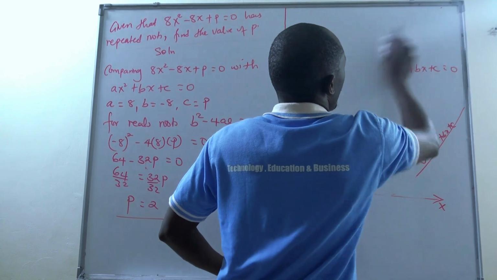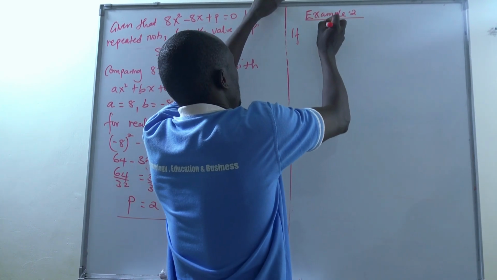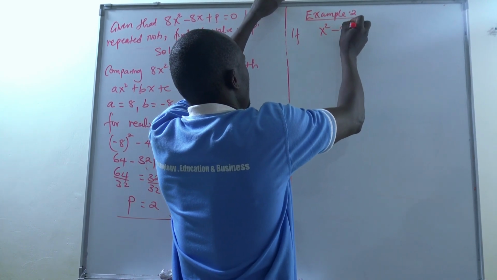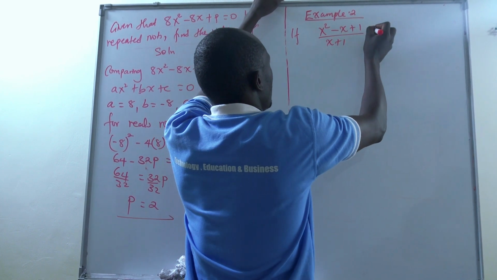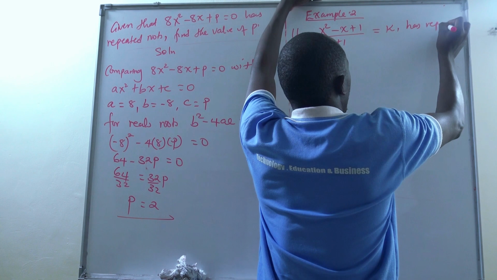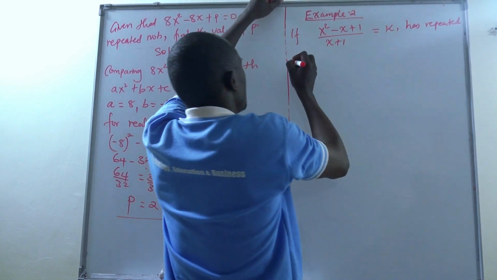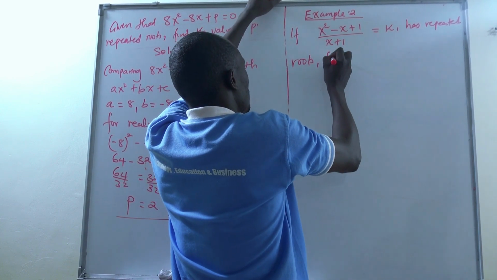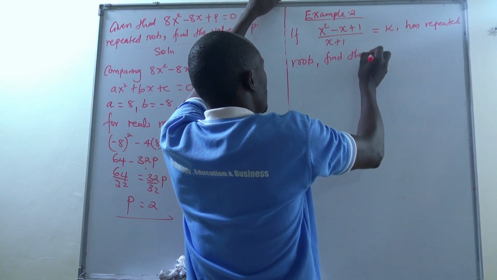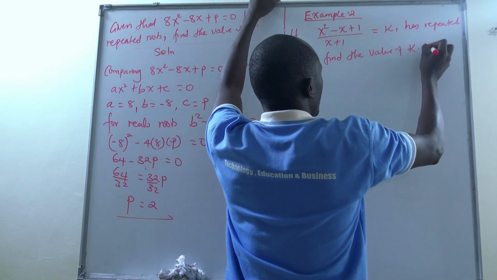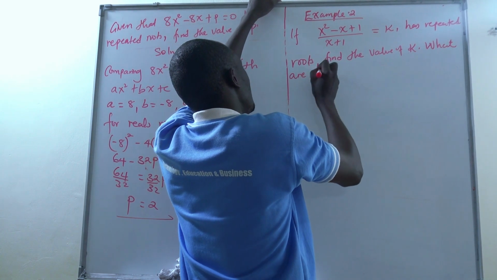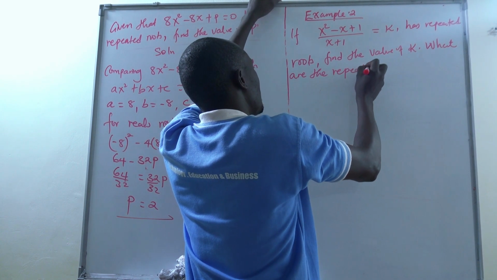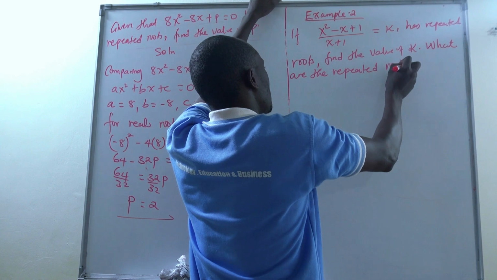Example 2. If (x squared minus x plus 1) all over (x plus 1) equals k has repeated roots, find the value of k. What are the repeated roots?